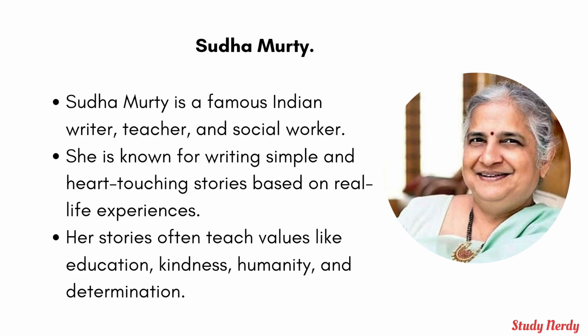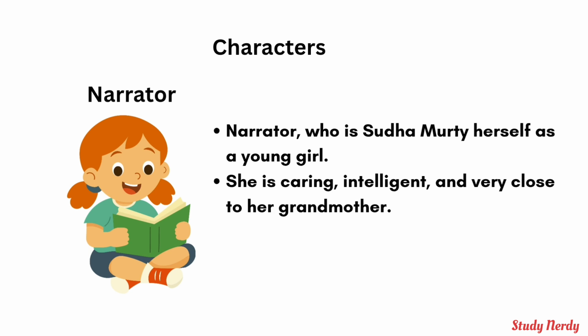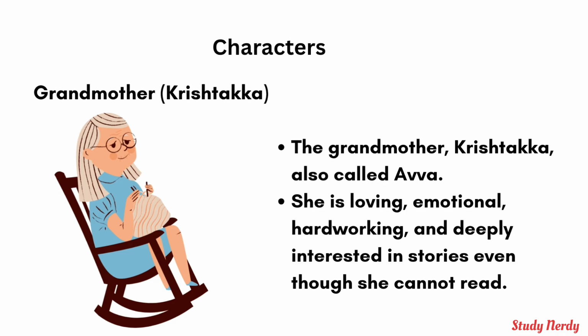Now, let's talk about the characters in the story. The first character is the narrator, who is Sudha Murty herself as a young girl. She is caring, intelligent, and very close to her grandmother. The second character is the grandmother, Kristaka, also known as Ava. She is loving, emotional, hardworking, and deeply interested in stories even though she cannot read.